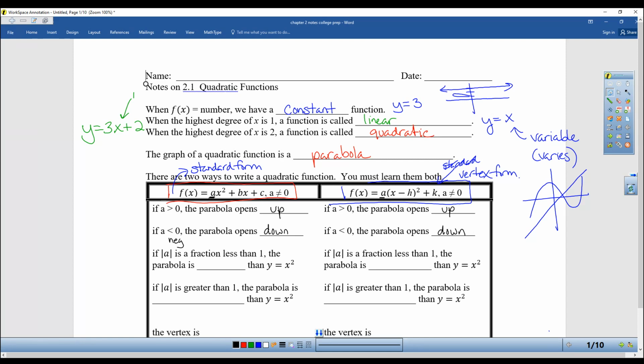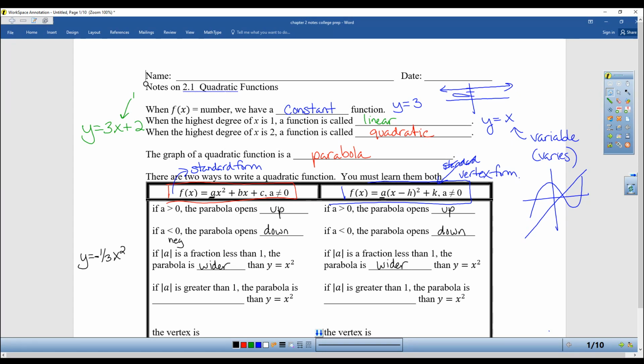If the absolute value of a is a fraction less than 1, then the parabola is wider. So it says absolute value because maybe you will have 1/3 x squared. And it would be easy to say, oh, if it's a fraction less than 1, but it also could be negative 1/3, and that would still be wider. It doesn't matter if it's positive or negative. So we say the absolute value is a fraction less than 1. And again, the form doesn't matter. All these properties about a hold true for both forms.